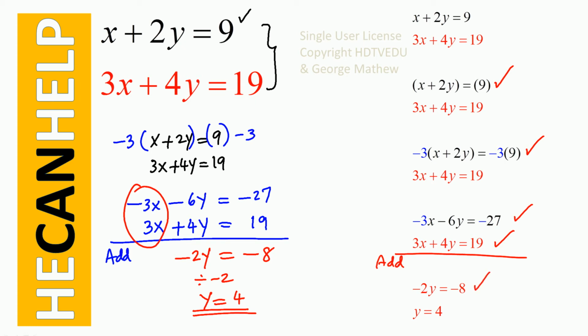So divide both sides by negative 2, and what do we get? y is equal to 4. Once we have y is equal to 4, you can substitute back and solve for x, and you will see that x is equal to 1.